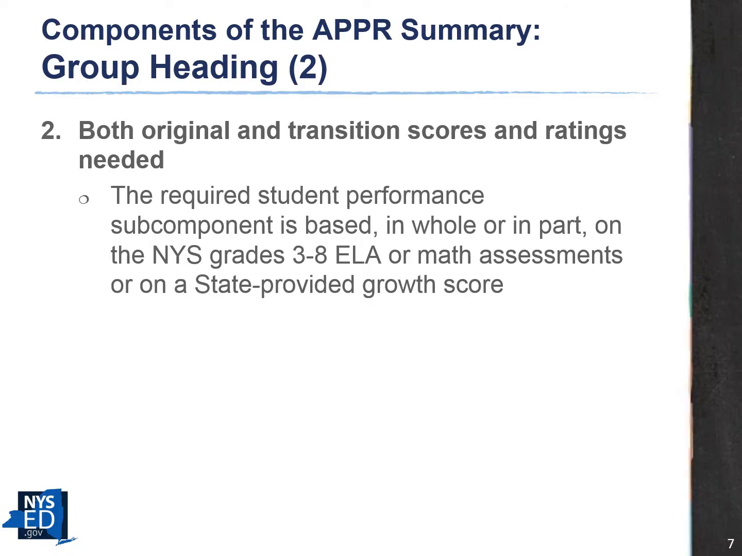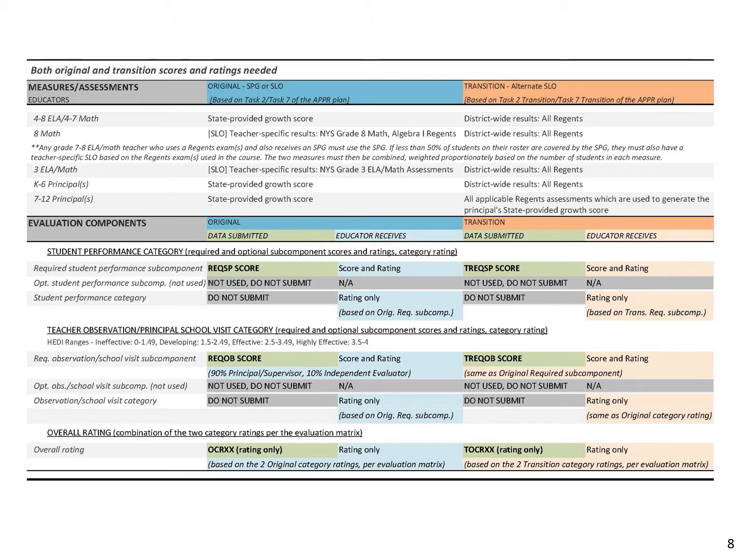Components of the APPR summary, Group Heading 2. Both original and transition scores and ratings needed. The required student performance subcomponent is based in whole or in part on the New York State grades 3 through 8 ELA or math assessments, or on a state-provided growth score. The second group of the APPR summary contains information related to educators who need both original and transition scores and ratings.